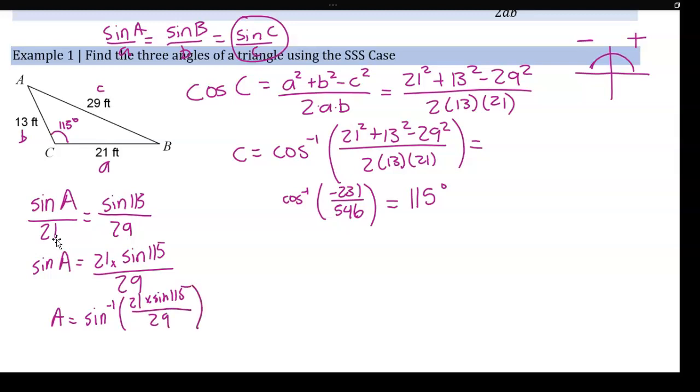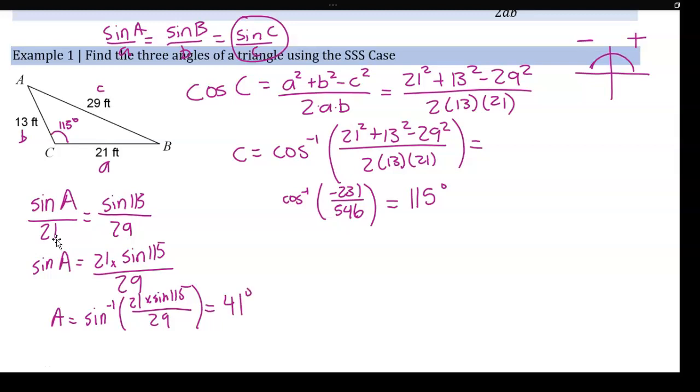And again, it is my recommendation that you don't simplify this so you don't get rounding error. You just put that value in your calculator. So we're going to get sine inverse of 21 times the sine of 115, and then we divide by 29, and we get 41 degrees.